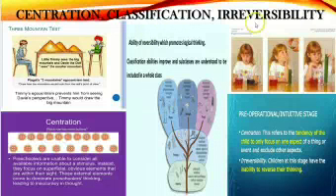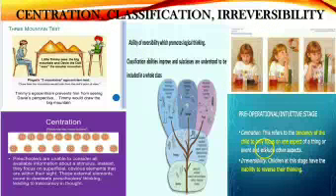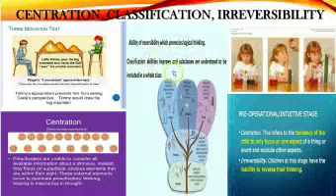Now, centration, classification, irreversibility. Centration refers to the tendency of the child to only focus on one aspect of a thing or event and exclude other aspects. Irreversibility: children at this stage have the inability to reverse their thinking. And of course, reversibility promotes logical thinking. I can reverse what I just did. And classification abilities improve as subclasses are understood to be included in the whole class.